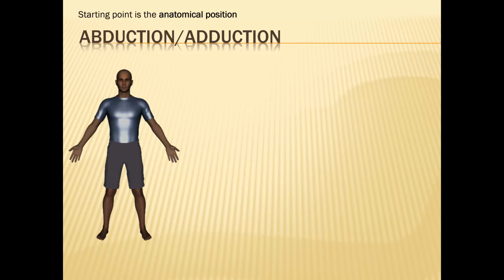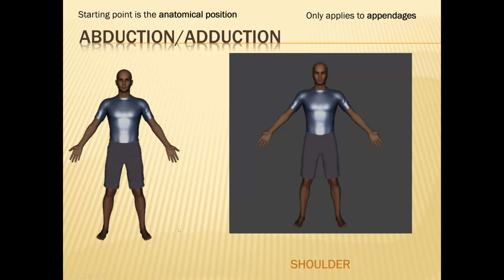So if we take a look at a couple of videos for this one, again, remember the starting position is the anatomical position. Also remember that these movements, abduction and adduction, only apply to your appendages. So we'll start with the shoulder. If we move the shoulder so that the arms move away from the body, that is abduction. And if we move the shoulder so that the arms come back, that is adduction.